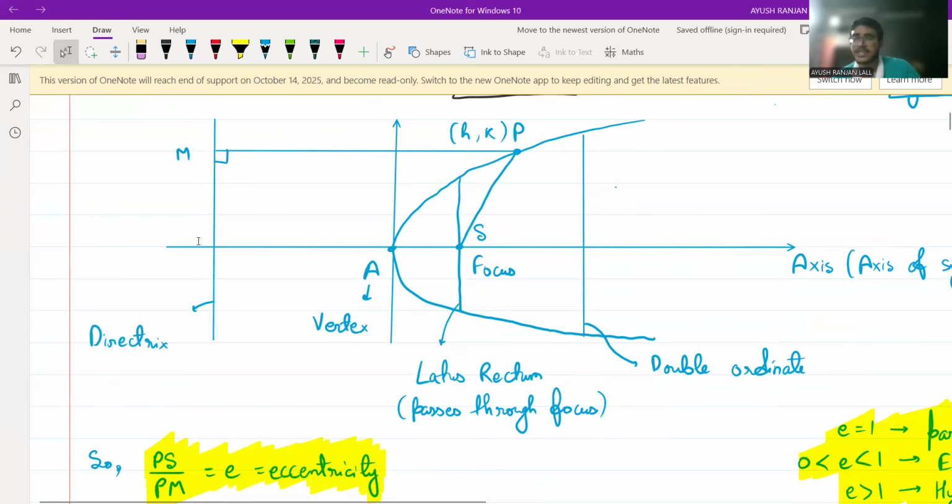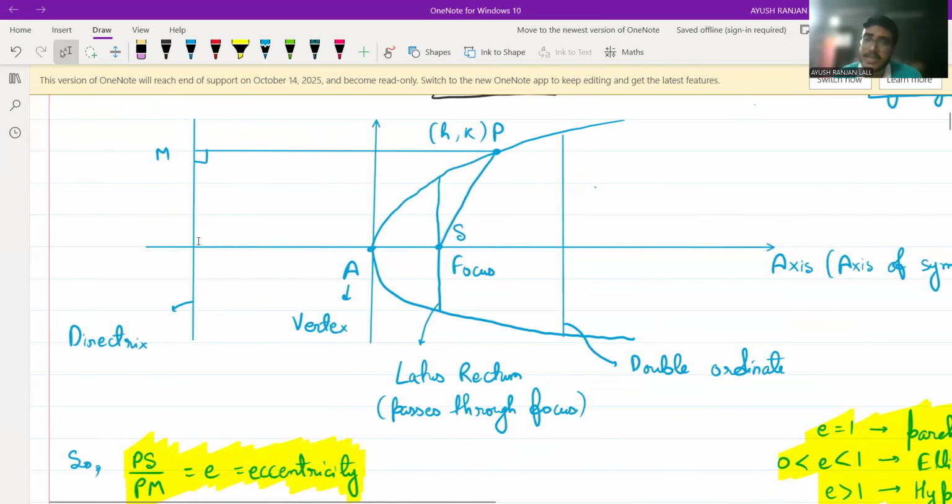Vertex. All of you can say that it is the intersection point of the axis, or axis of symmetry, and the parabola. Focus: if the equation is y square equals 4ax, a is the length, so on the axis, the point at distance a from the vertex is known as the focus. And what is latus rectum? We'll see that after some time, because here you don't have the equation of the parabola.